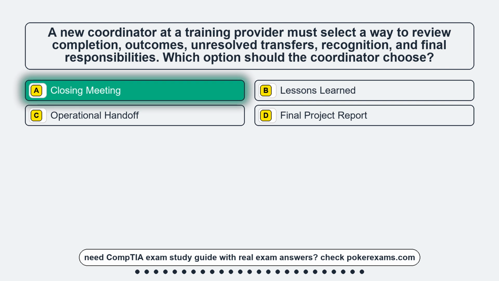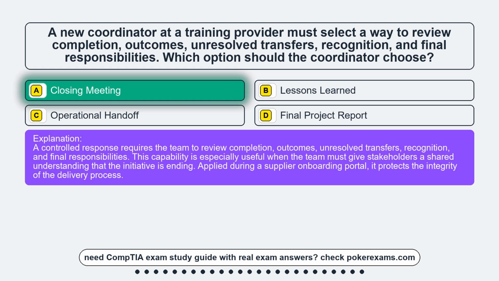The correct answer is option A, closing meeting. A controlled response requires the team to review completion, outcomes, unresolved transfers, recognition, and final responsibilities. This capability is especially useful when the team must give stakeholders a shared understanding that the initiative is ending. Applied during a supplier onboarding portal, it protects the integrity of the delivery process.